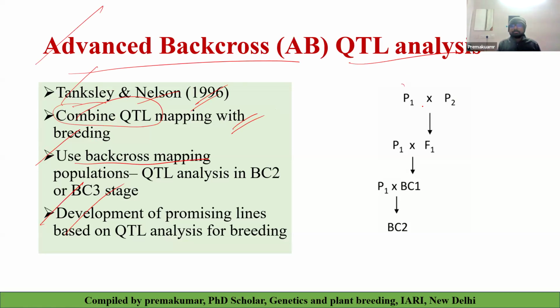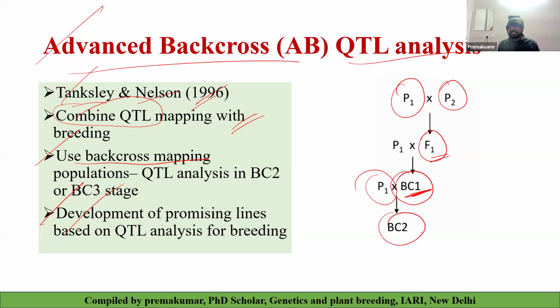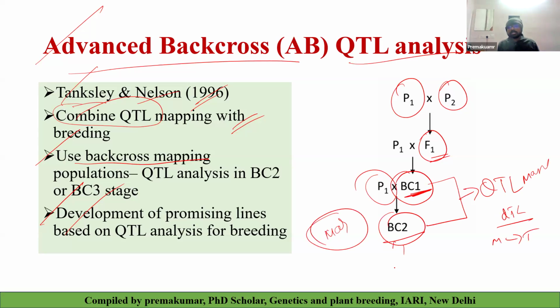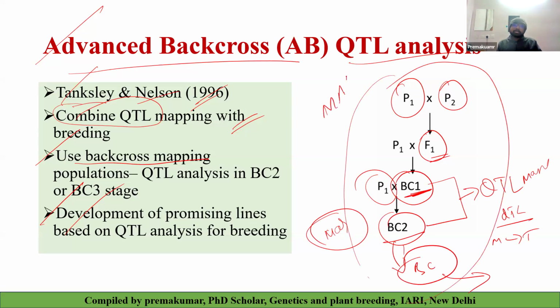How? For example, you create parent 1 and parent 2, then generate F1, then you generate a BC1 population. Then you backcross to one of the parents and continuously generate BC2, BC3. In BC1 and BC2, you do QTL mapping and identify a QTL and the marker associated with your trait. Then you screen this marker in the next BC3 like this. In the process of developing a MABB scheme, marker-assisted backcross breeding scheme, you are developing a QTL and using it within that population.